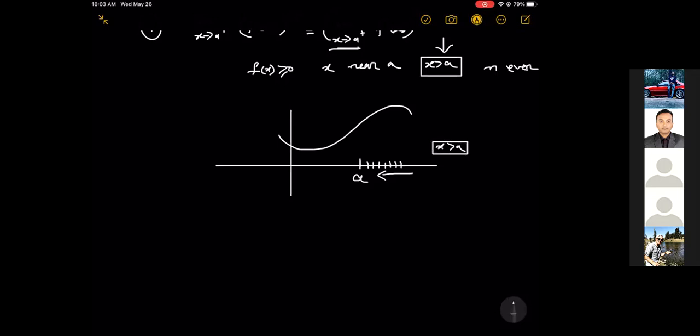Obviously, it has to be near a. It's approaching towards a, so it will be pretty close to a, but it's going to be greater than a since we're approaching from the right.